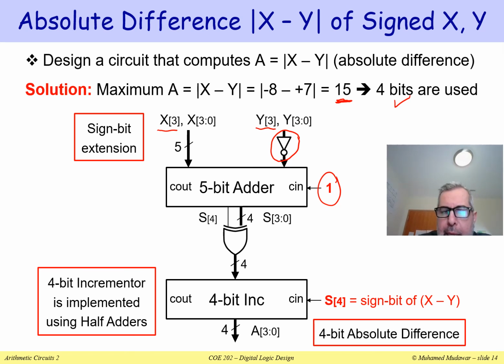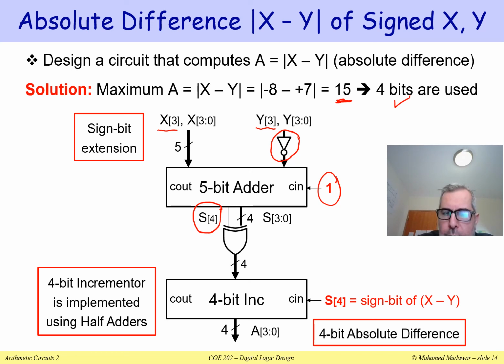I'm using a 5-bit adder to produce the correct sign bit, because if I use a 4-bit adder, I might get overflow. So if you look at the range of values of x minus y, you see that in this range you need 5 bits. 4 bits are not really sufficient. You need a 5-bit adder to calculate x minus y. But then you can look at the sign bit, which is S4. Now, if the sign bit is 0, it indicates that the difference is positive. If the sign bit is 1, it indicates that the difference is negative.